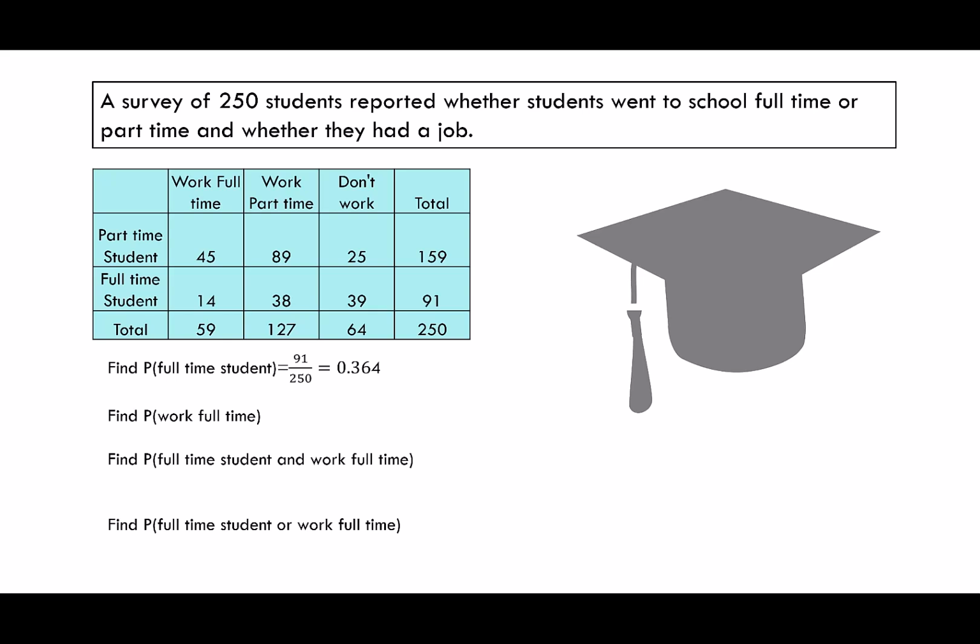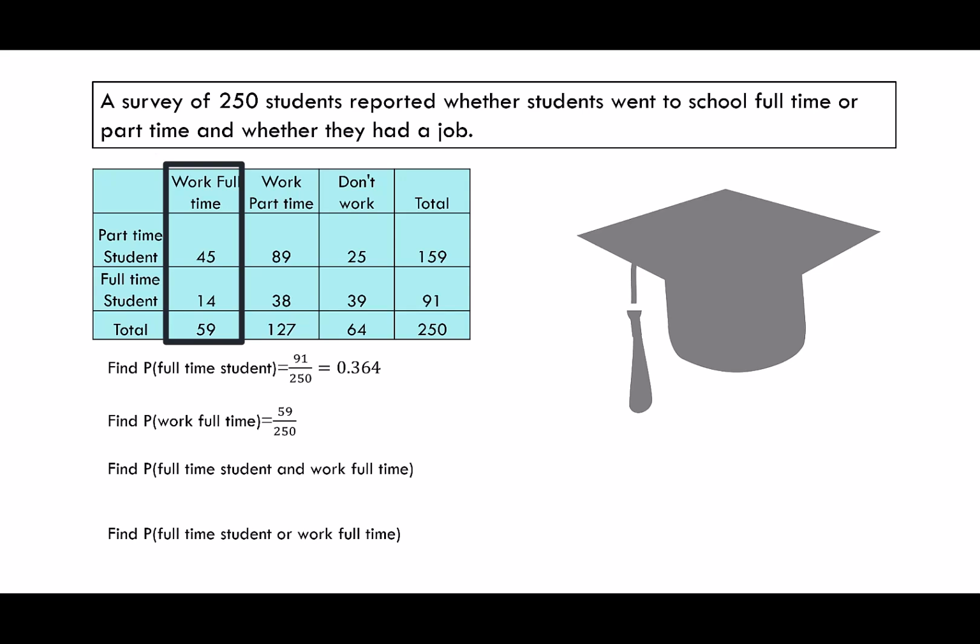Now let's look at the probability somebody works full-time. We'll go to the column that says works full-time and go all the way down to the total to see that we have 59 students. Our probability is 59 over 250, which is 0.236.